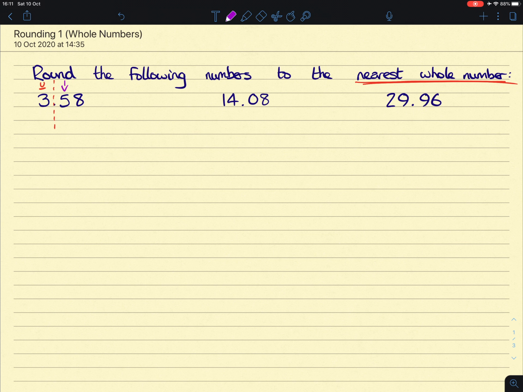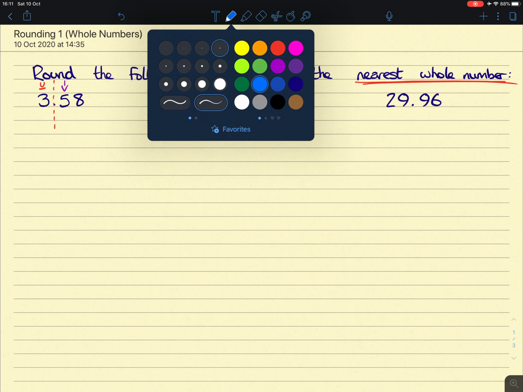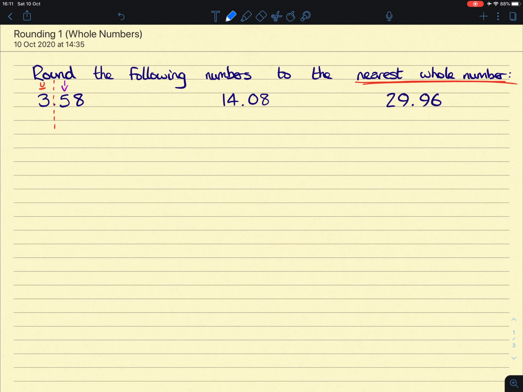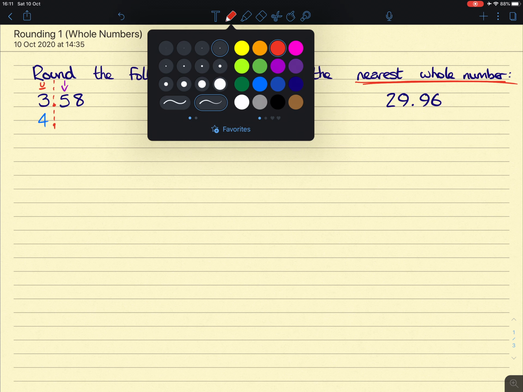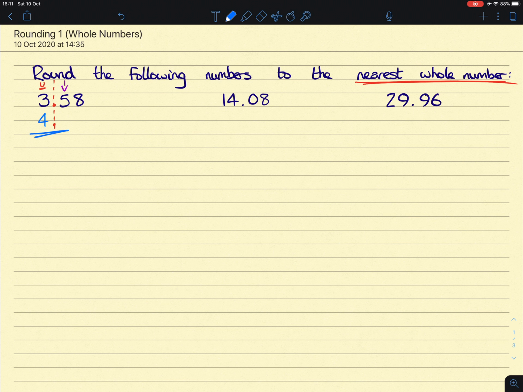If it's a 5, 6, 7, 8, or 9, which it is, that's going to make the digit beforehand go up 1. So that then becomes a 4. Our decimal point under here is there, and therefore that's just our answer, just 4 on its own.